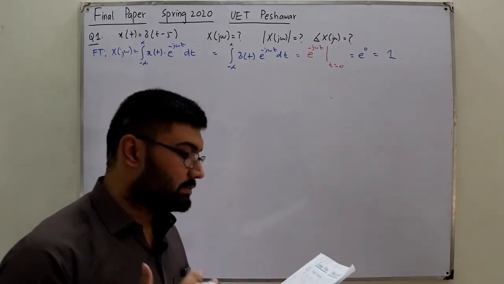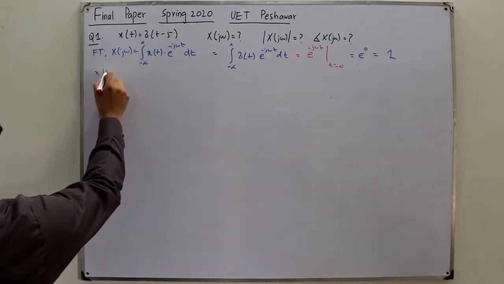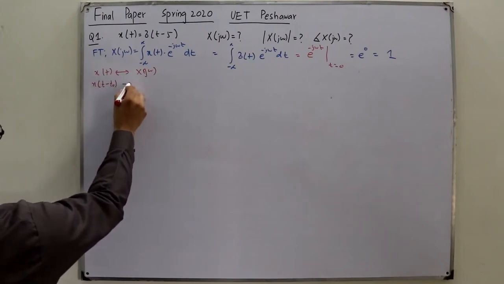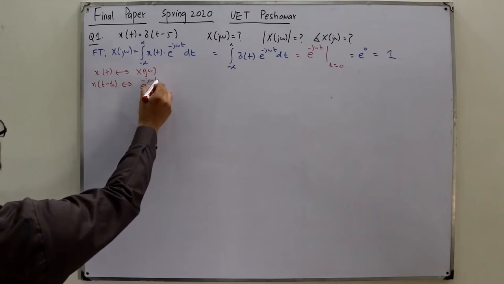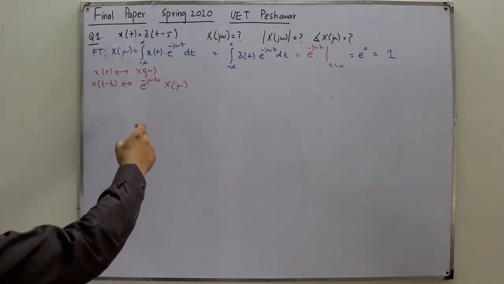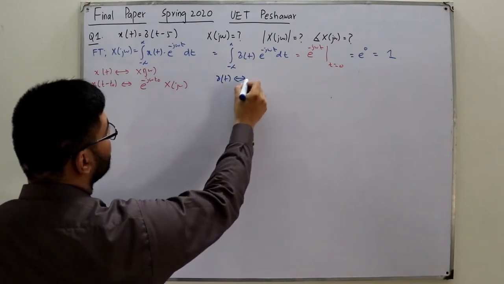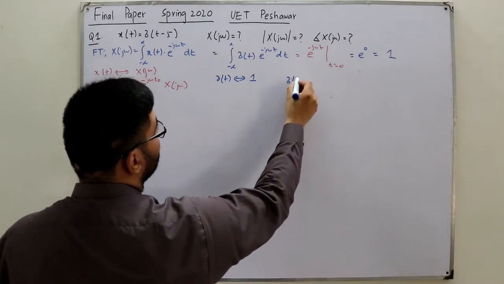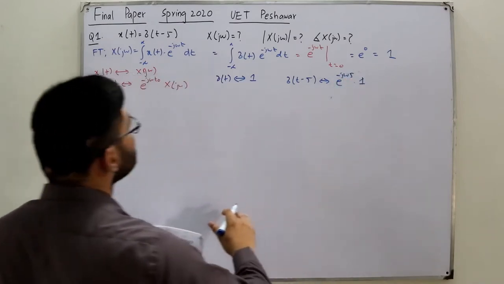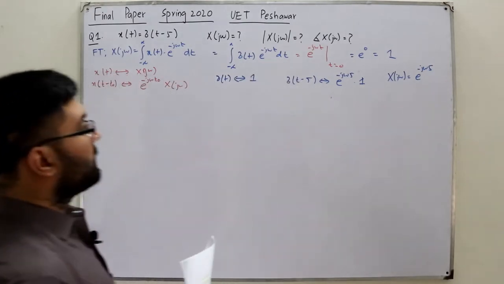Fine. Now we apply the time shifting property. And what is that time shifting property? If x of t has a Fourier transform x of j omega, now if I shift by x of t minus t naught, it would have a corresponding exponential of negative j omega t naught. Fine. So have a look what do we have? We have t naught equal to 5, right? So if delta of t has a Fourier transform equal to 1, now delta of t minus 5 would have a Fourier transform exponential of negative j omega 5 multiplied by 1. Which means my required Fourier transform x of j omega is exponential of negative j omega 5.